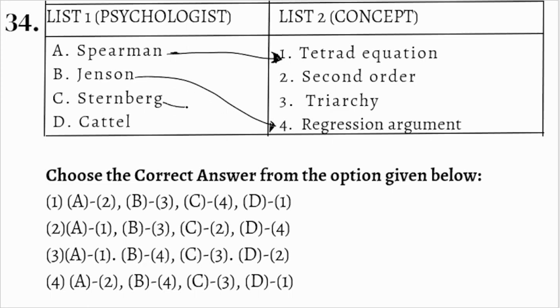We know that Sternberg has a triarchic theory, and Cattell's fluid and crystallized intelligence are second order factors of intelligence, as we talked about while discussing initially. So A is 1, B is 4. So that gives our answer. So 3 is our answer.